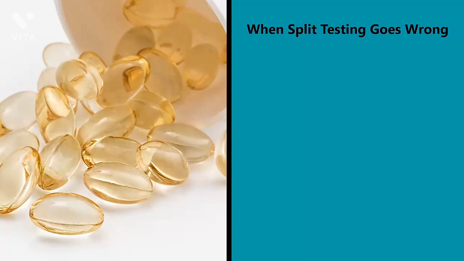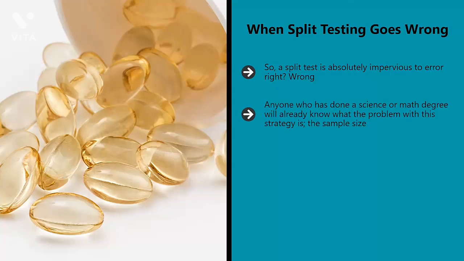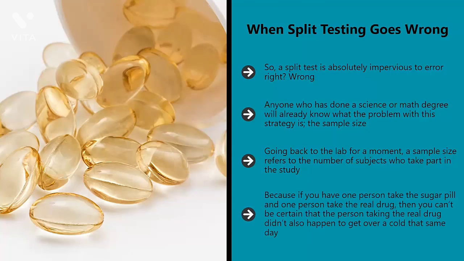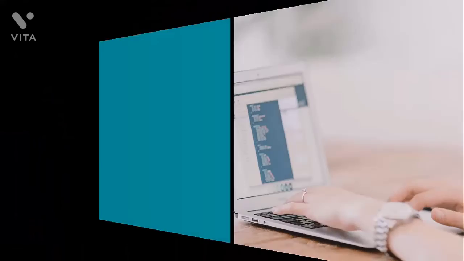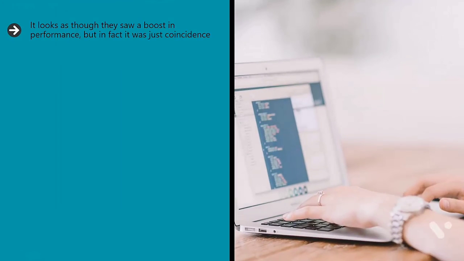When split testing goes wrong. So a split test is absolutely impervious to error, right? Wrong. Anyone who has done a science or math degree will already know what the problem with this strategy is: the sample size. Going back to the lab for a moment, a sample size refers to the number of subjects who take part in the study. Because if you have one person take the sugar pill and one person take the real drug, then you can't be certain that the person taking the real drug didn't also happen to get over a cold that same day. It looks as though they saw a boost in performance, but in fact it was just coincidence.